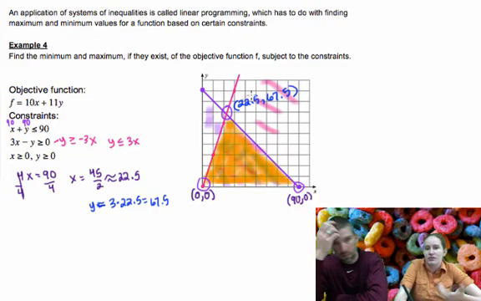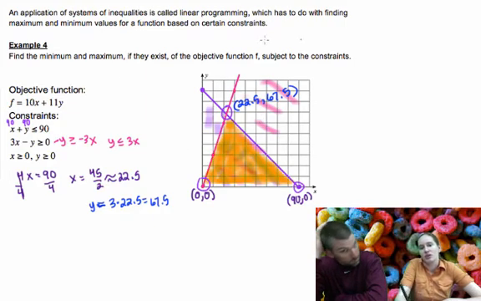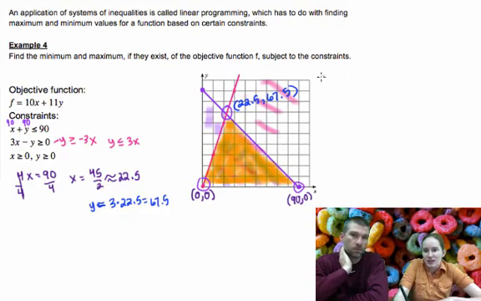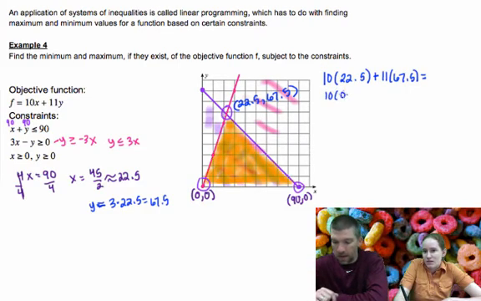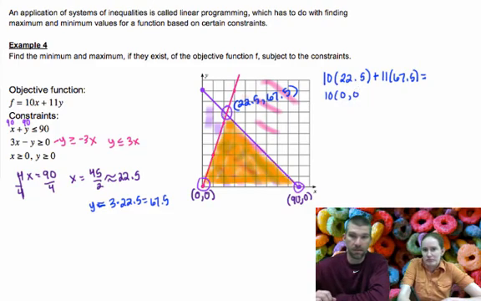So we're going to take these three points and plug them into our objective function, and then we'll see what our maxes and mins are. So 22.5 gives 967.5. All right, so now I'm plugging in 0, 0.